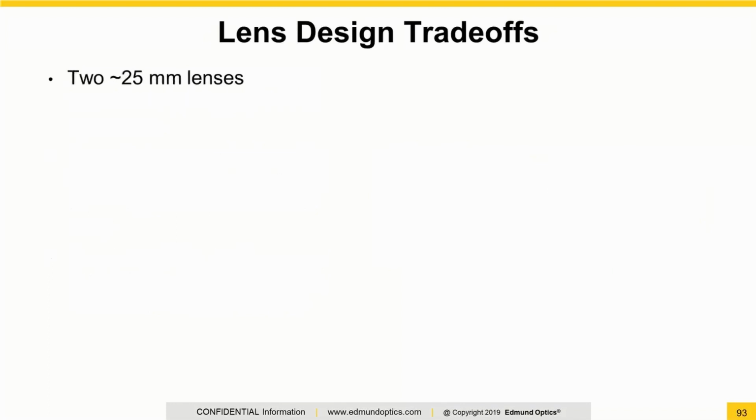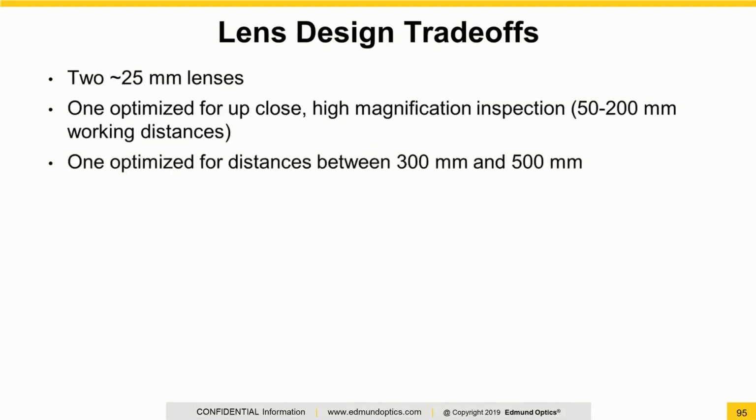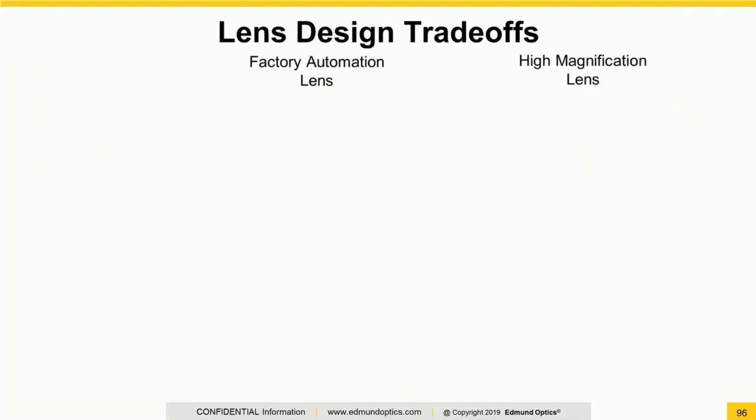I want to do an example really quickly showing some MTF curves, or lens resolution curves, looking at two different 25 millimeter lenses. These 25 millimeter lenses were designed for two different places. One was designed for and optimized for up-close use. It was designed for relatively high magnification inspection. You're looking at fields of view around 40 or 50 millimeters here at working distances of 50 to 200 millimeters. The other lens that we want to look at is optimized between 300 and 500 millimeters. So this is a more traditional factory automation lens. And we want to look at those MTF curves and what you're going to get out of each one if you're trying to use them where they're not necessarily optimized.